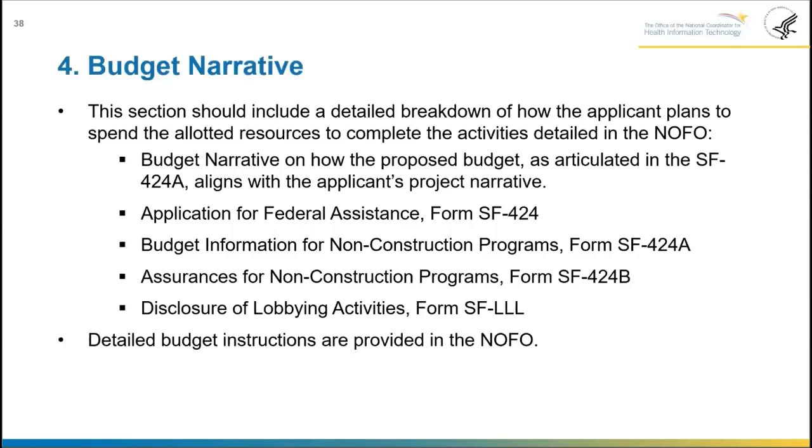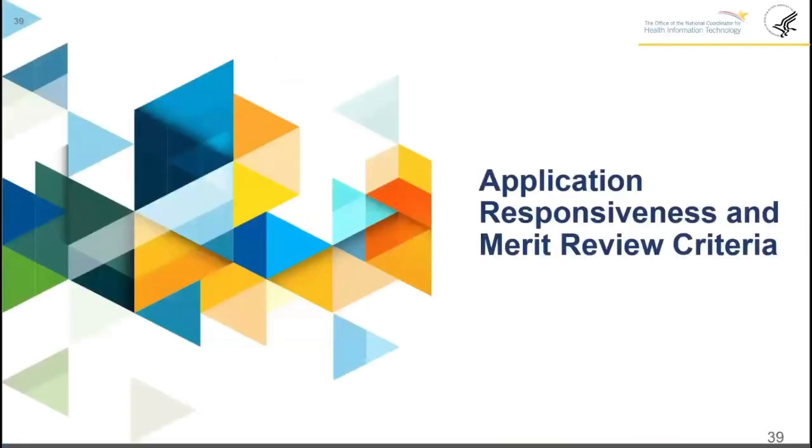It should also include an application for federal assistance, Form SF 424, budget information for non-construction programs, Form SF 424A, assurances for non-construction programs, Form SF 424B, and a disclosure of lobbying activities, Form SF-LLL. Detailed budget instructions are provided in the NOFO for reference. Next slide, please. Now we'll move on to discuss the application responsiveness and merit review criteria.